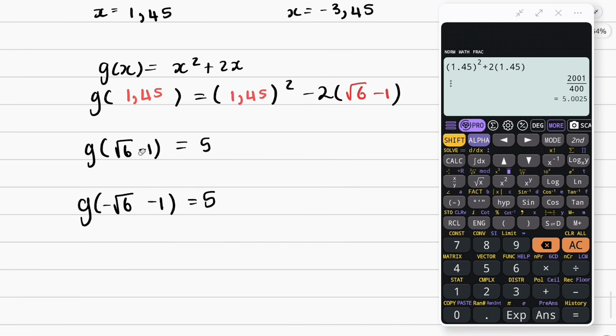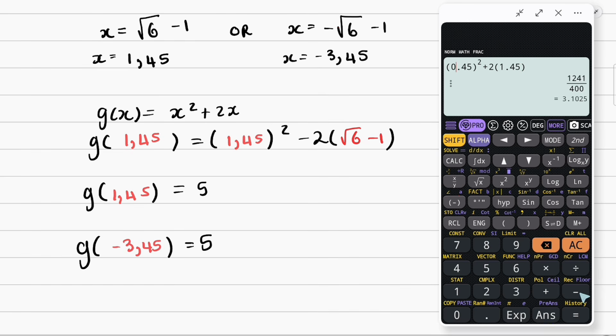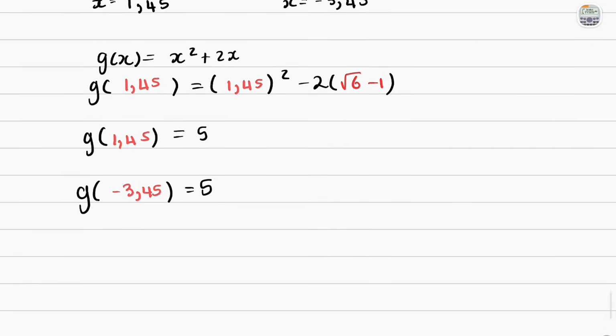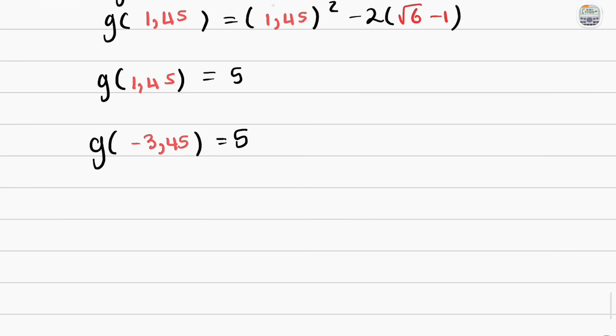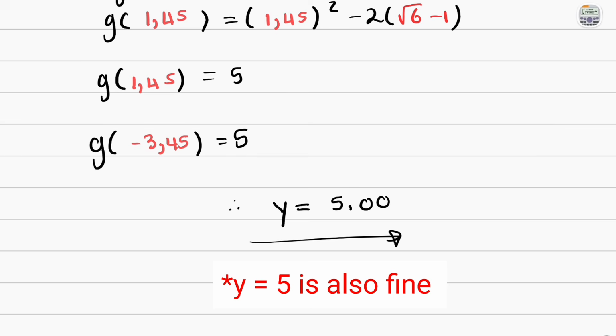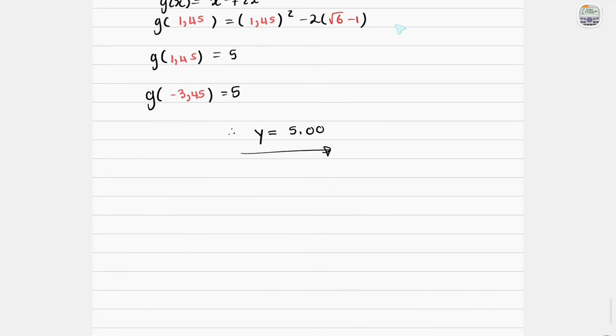Okay, and of course, you would also do this for the other one. So just show them that you did actually find these x values. Okay, so we could change that to negative 3.45. They gave the same answer, of course, because they gave the same answer initially, as I said as well. So we can just tell them that the equation of this horizontal line is simply y is equal to 5.00. And that is our answer. And that is it for question 4.